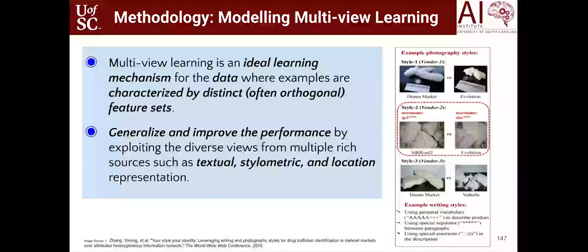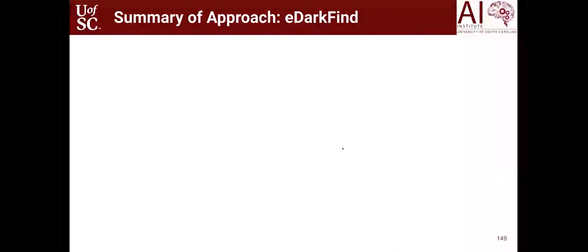However, in this study, we have limited ourselves to only exploring the textual characteristics of the vendor. Thus it is more convenient for us to combine all the different views of the vendor into a single embedding. Moving forward, this is our eDark Find model, which I will discuss. We have created five views, and let me go through each and every view step by step.